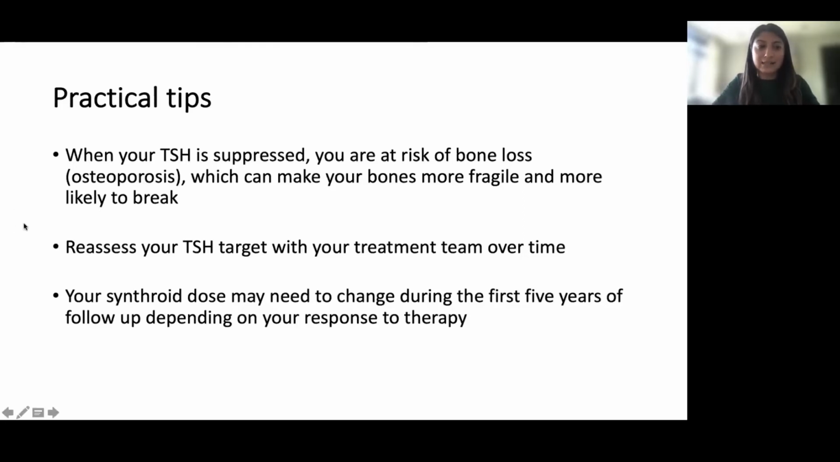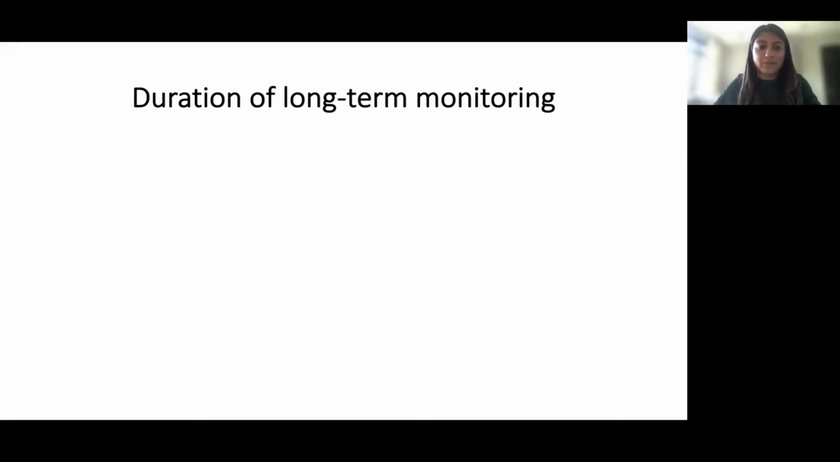So that is a not uncommon scenario where you were started on a dose, no one really looked at it, and then I'll see someone a decade out or more and reassess their Synthroid dose. So the final piece is the duration of long-term monitoring.